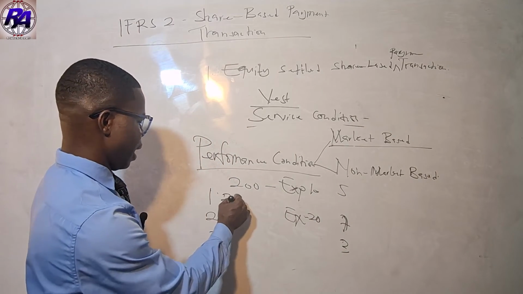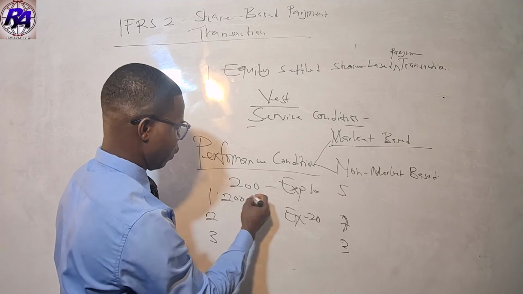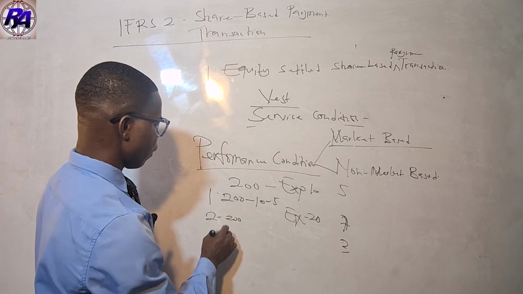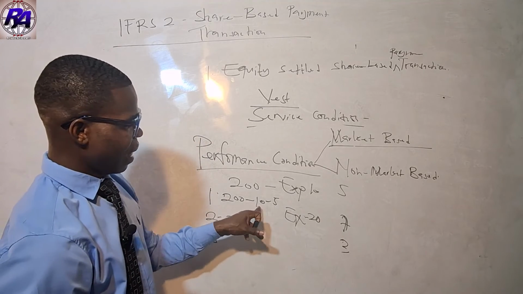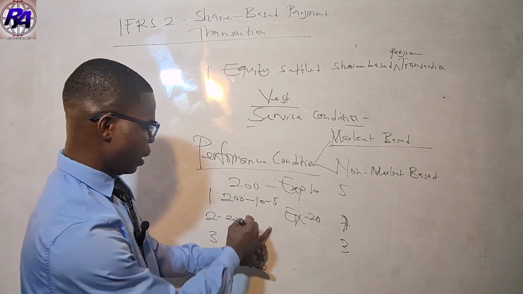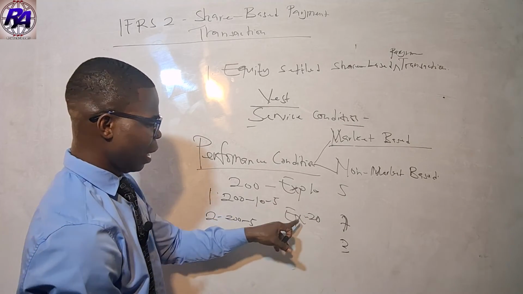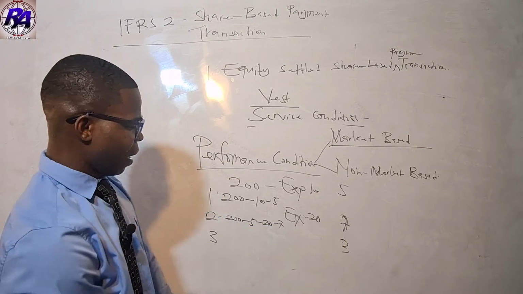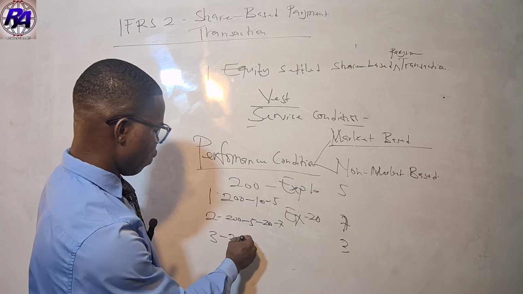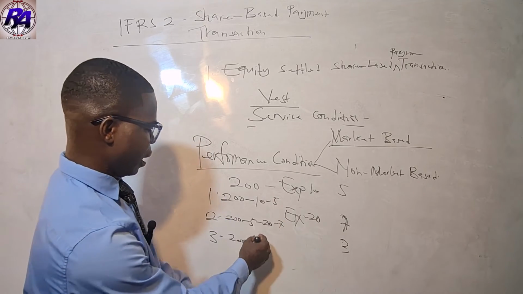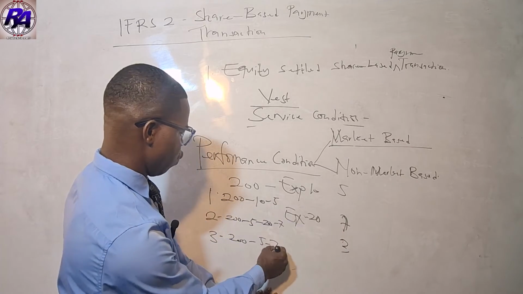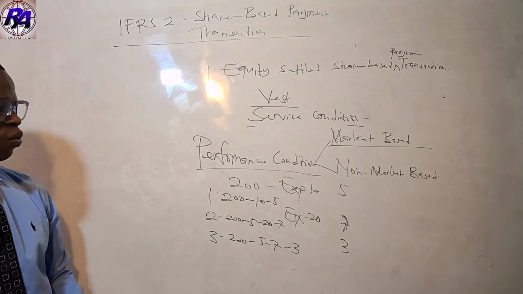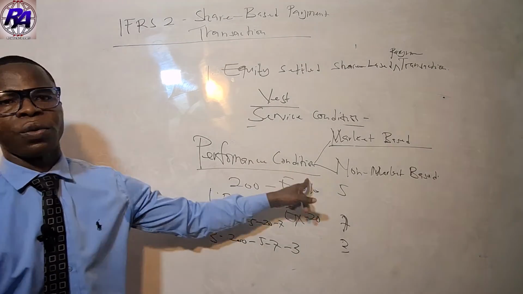Year 1 is going to take those that were expected and actually left, so it's going to take 10 and 5. Year 2 is going to take the actual leave, not the expected. Then it will come and take the expected of year 2 and then the actual of year 2. Year 3 is going to take the 200 minus the actual of year 1, which is 5, the actual of year 2, which is 7, and the actual of year 3. This is the principle of how to deal with employees when it comes to performance condition.